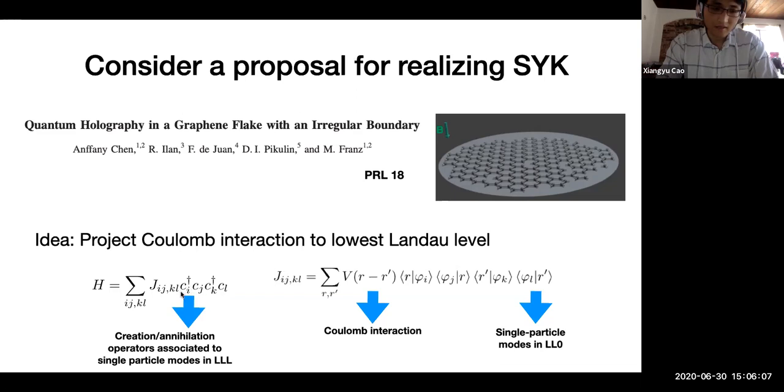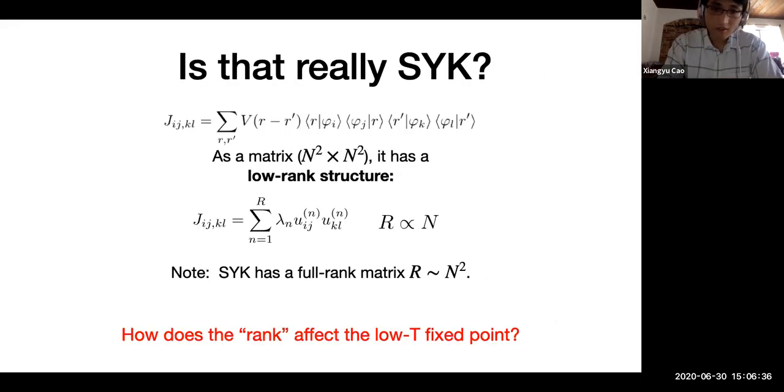These Fermi operators are now associated with single particle modes in the LLL, and then these coefficients are made of this. You have some overlaps of single particle modes in this lowest Landau level with sites, and then you have the Coulomb interaction here. Okay, so it looks very nice. However, we can ask whether this is really the Sachdev-Ye-Kitaev model.